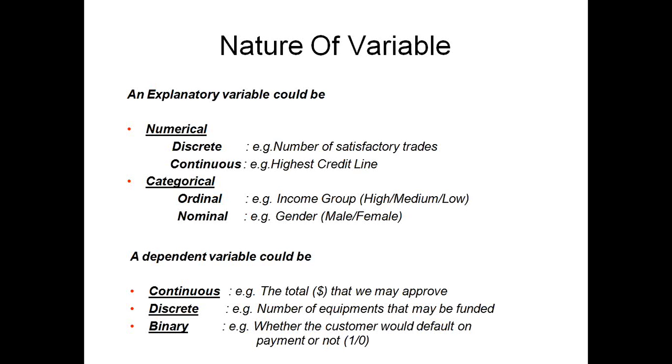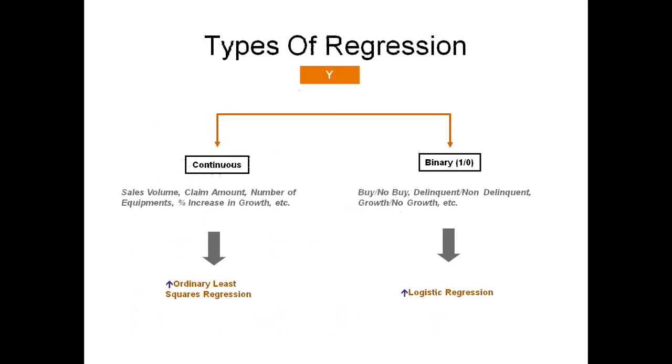So there are types of regression, and in all the types of regression, our main aim is to predict Y using those X. There could be two kinds of dependent variable, which we discussed in the last slide: continuous or binary. In continuous, it could be sales volume, claim amount, number of equipments, percentage increase in growth, etc. In binary, it could be buy, no buy, delinquent, non-delinquent, growth, no growth, etc. When we deal with continuous, it ordinarily leads to least squares regression, which we'll discuss today. And when we deal with binary, we deal with logistic regression.